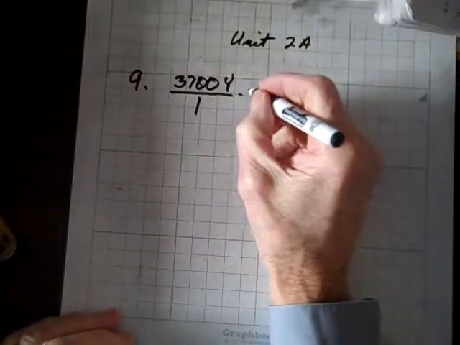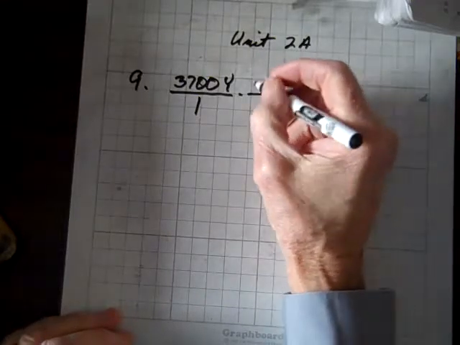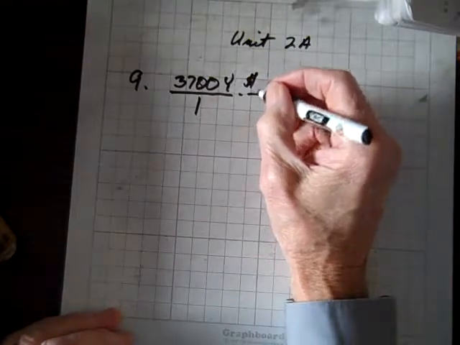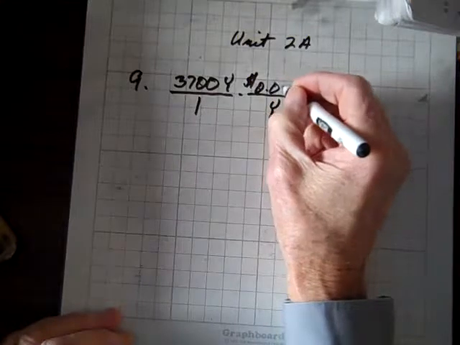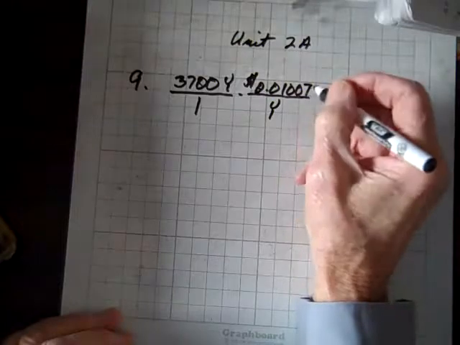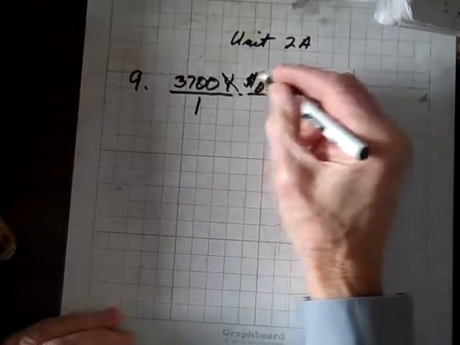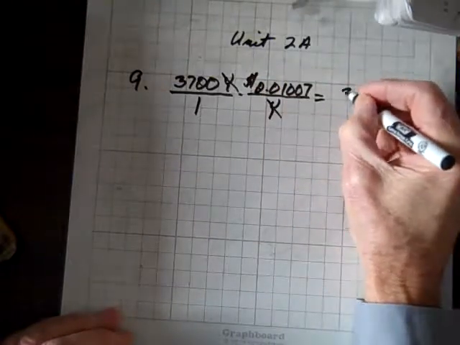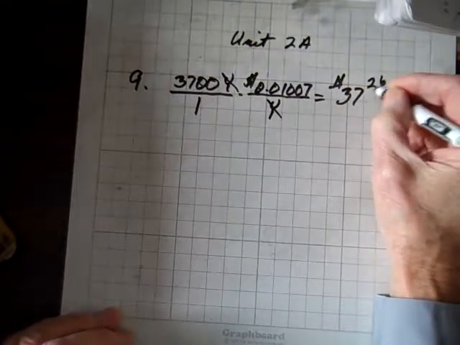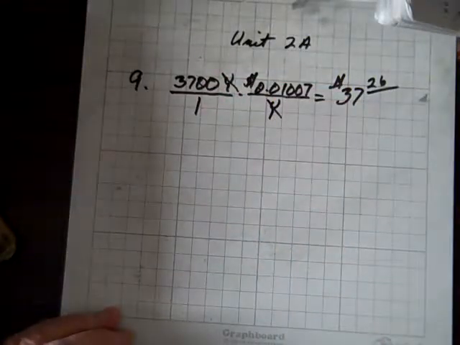So it turns out for yen, and we need unit multipliers, so this is per yen, and the dollars are 0.01007. And now the yen divide out. We've got dollars as the only units left, and when we carry out that product, we get $37.26. Unit multipliers, dimensional analysis, units divide out. Must do it that way.